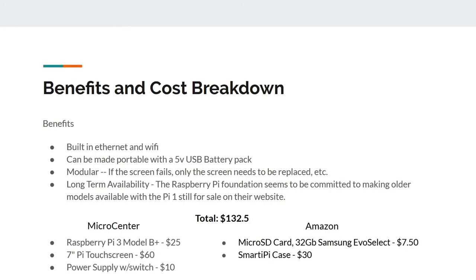Now, you could probably bring that cost down even more by buying some things in bulk from Micro Center. I don't know if they have educational discounts or anything like that, but that might be another thing that could bring the price down even more. I'm guessing if you were creative, you could probably bring that cost down maybe another $10 or $15.